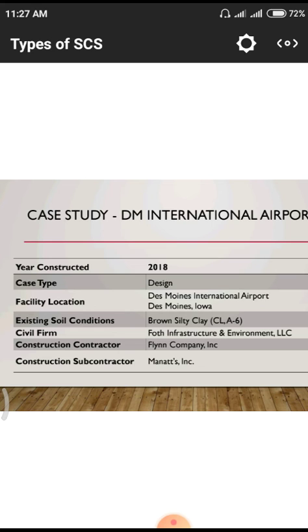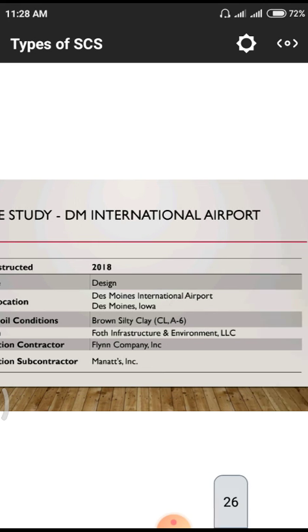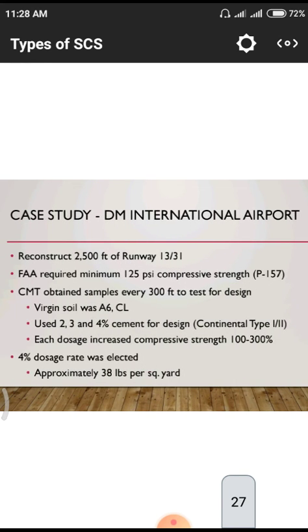They conducted this project, and the soil condition is brown silty clay, medium, CL A6, and the company was Fourth Infrastructure and Environment, and the construction contractor also we have to mention. This is the total construction site they have done. The total reconstructed area was 2500 feet of runway, and they required 125 pascals of compressive strength. They obtained CMT samples for every 300 feet.